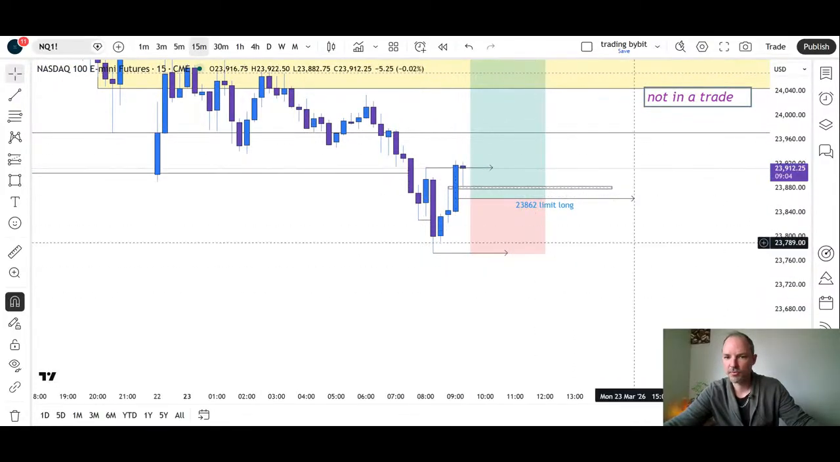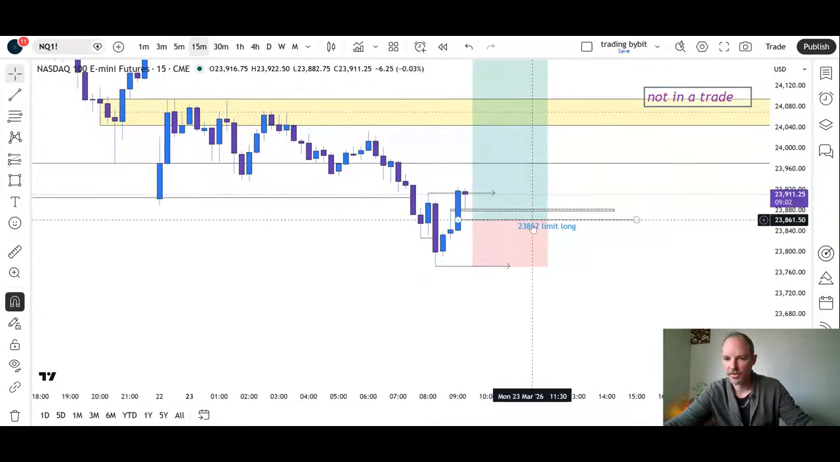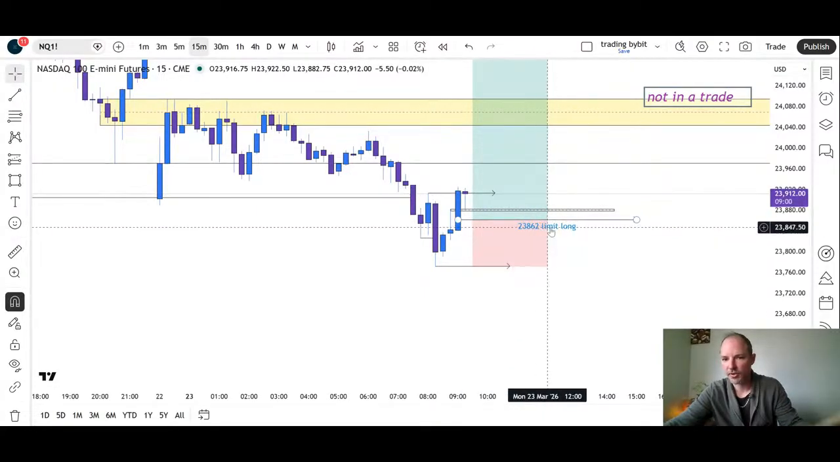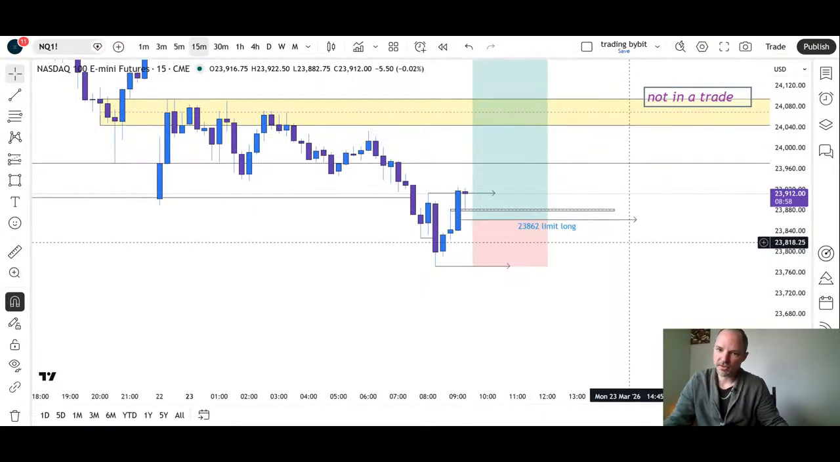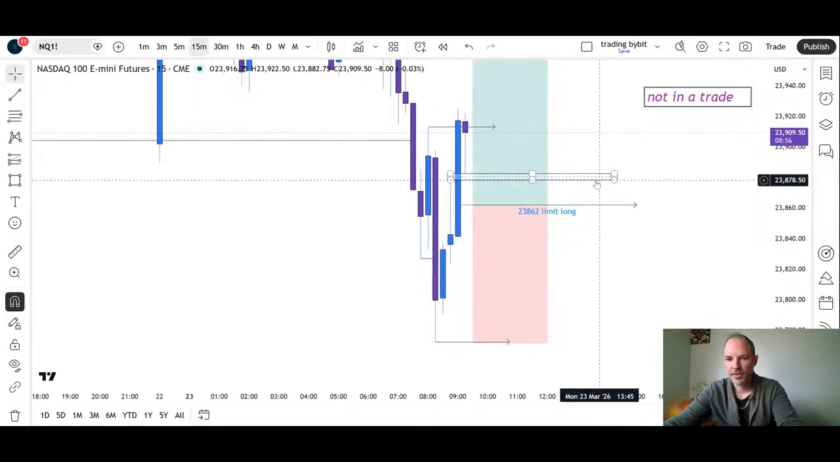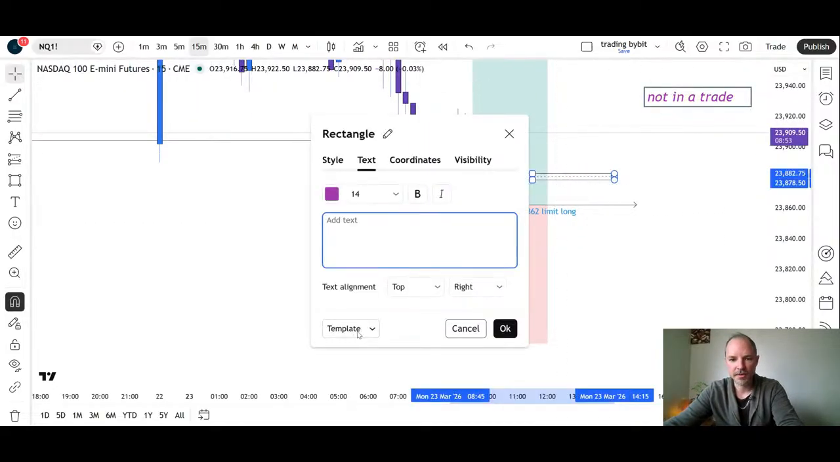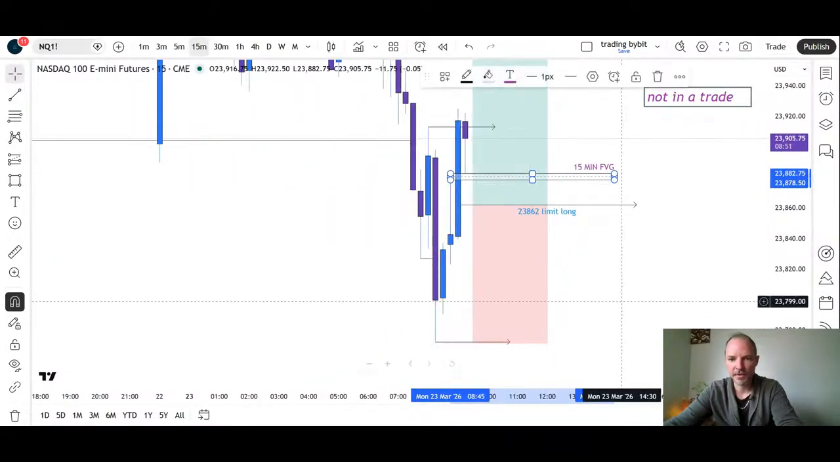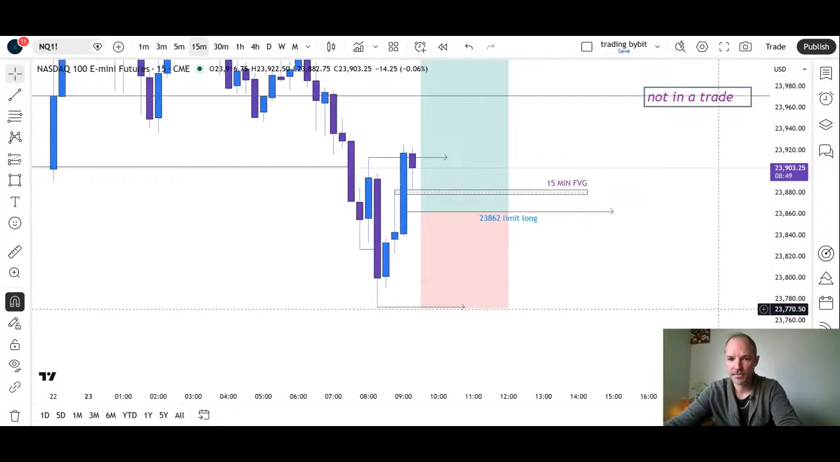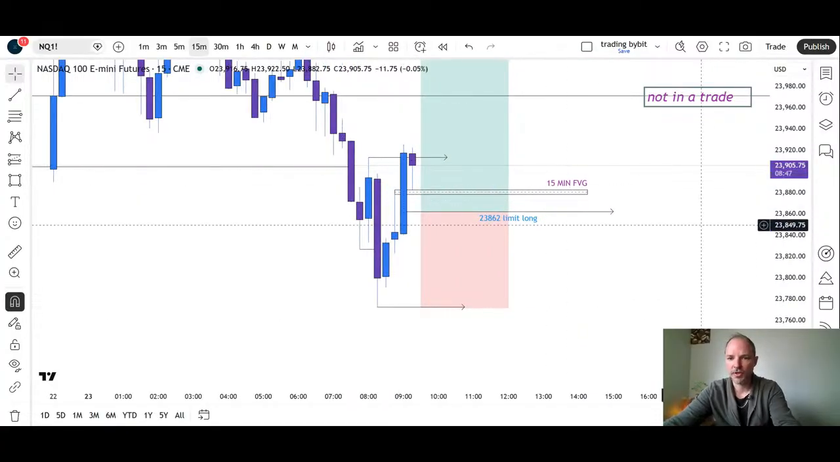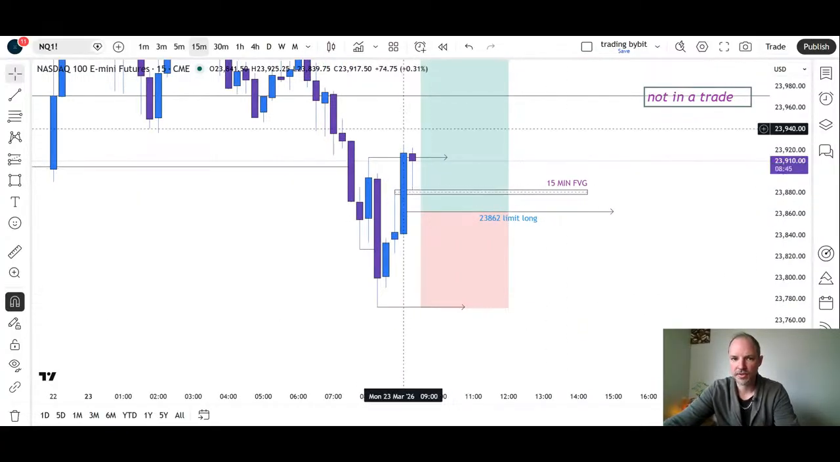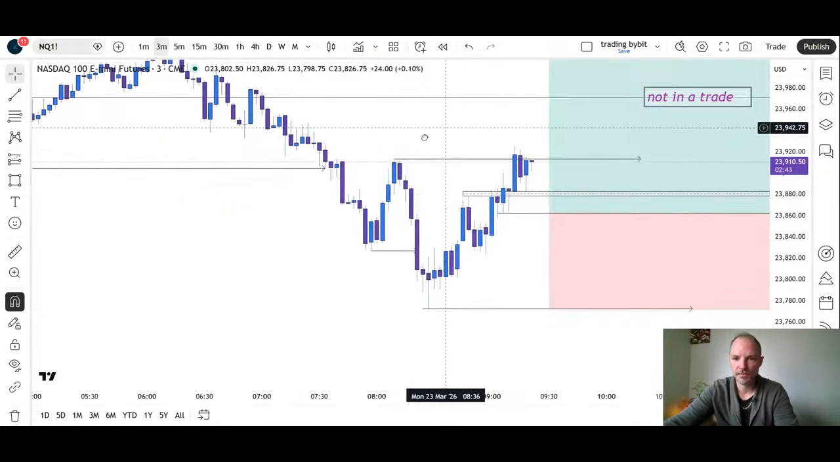I just keep doing the same thing over and over again. I wanna see that entry, so it's a limit. If we don't touch that limit, I'm not entering. Unless we get a 15-minute fair value gap right here, and we get a tap of that 15 minutes in the next 15 minutes. But at this point, we're not yet anywhere. We're just sitting here. So I'll be patient and see what happens.